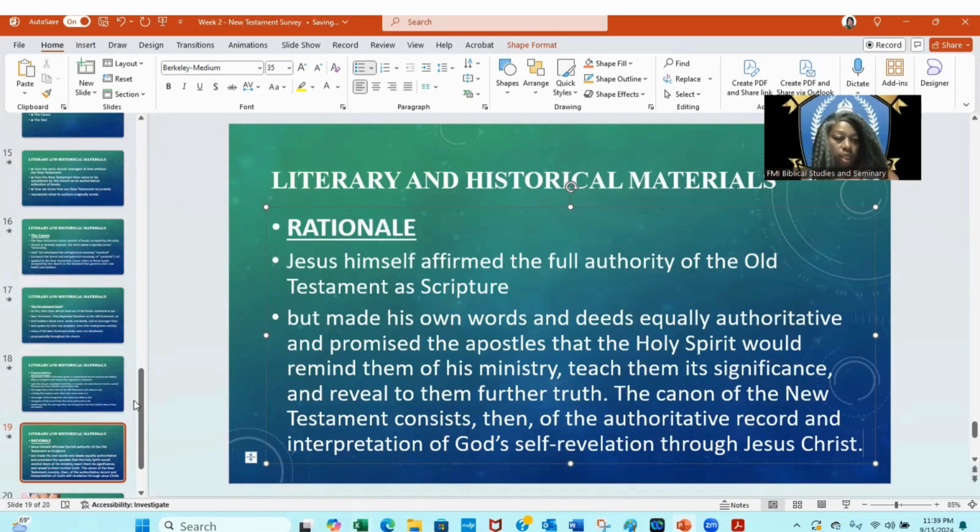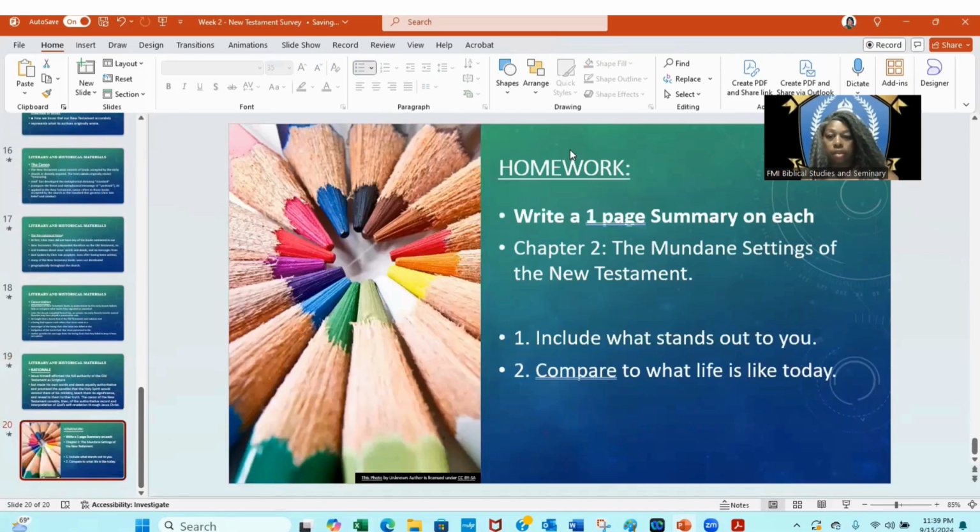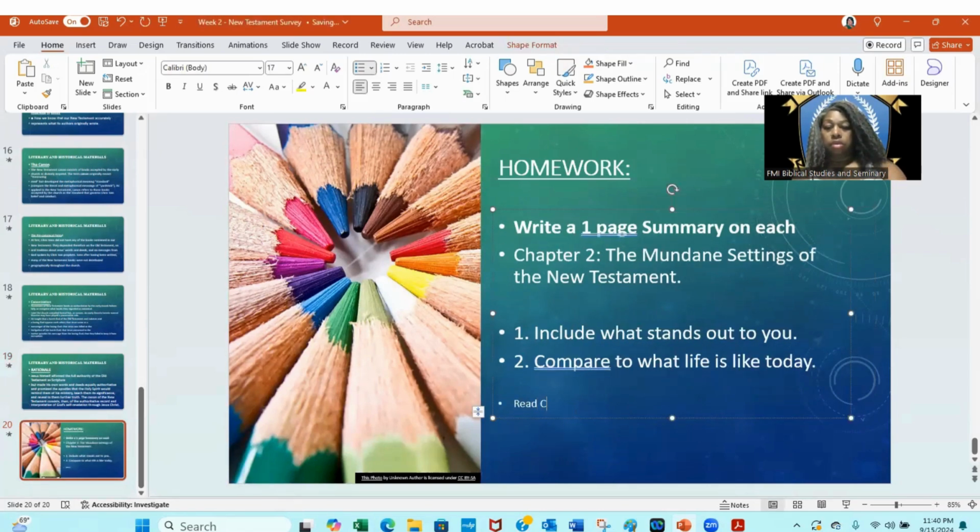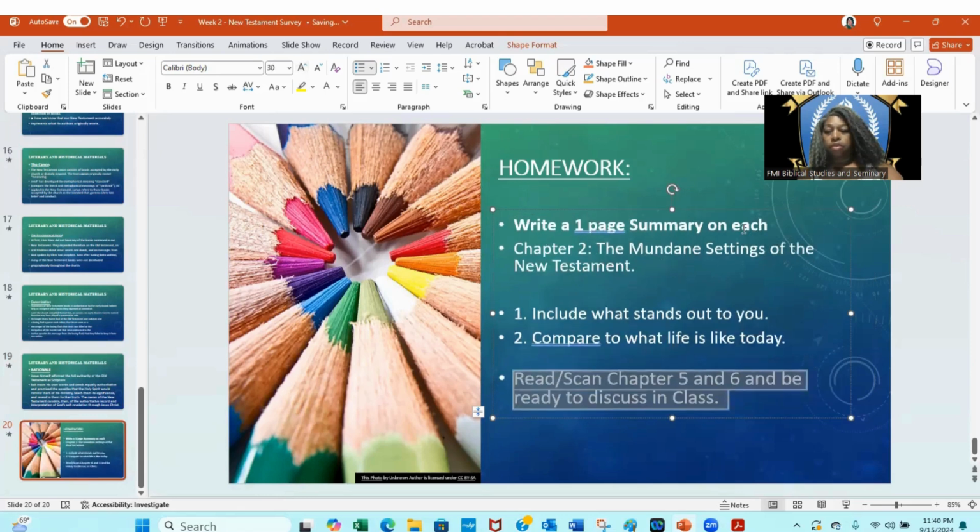All right, so then we are done, and we had 20 pages, and 19 have them do their homework. You could change that to 1 or 2 pages on the mundane settings. They can go back to chapter 2, which we read. Have them do homework and just say, read chapter 5 and 6 and be ready to discuss. Right? It's a lot. So they can read and scan it, you know what I'm saying? And be ready to discuss.